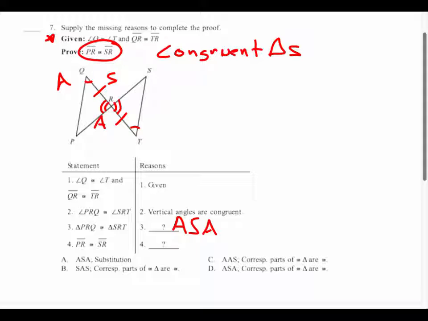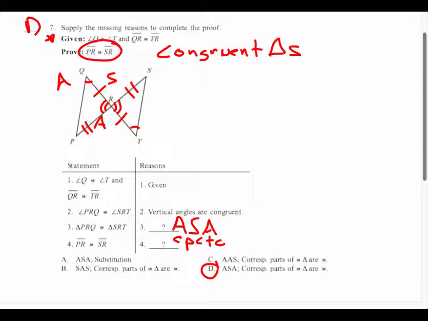And then, how do I know that PR is congruent to SR? What's that property? Well, isn't that corresponding parts of congruent triangles are congruent? So what multiple choice answer is it? D. It's D, right? Let me check my solutions. Hey, that's right. Does that make sense to you guys?